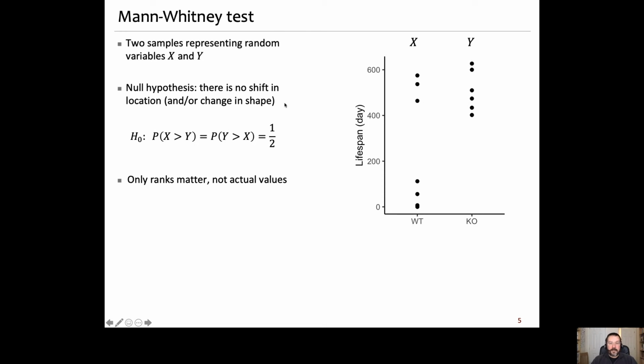The null hypothesis in the Mann-Whitney test is that there is no shift in location and/or change in shape of our data. We can write it down as: the probability of X being greater than Y is the same as the probability of Y being greater than X, and it is a half.